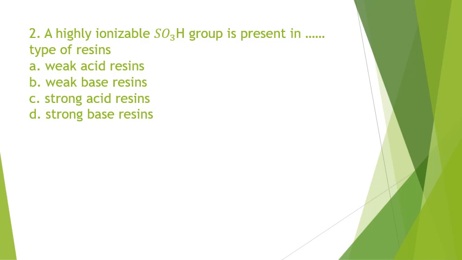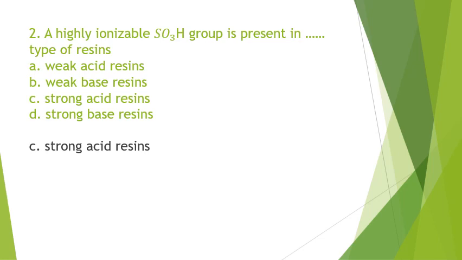MCQ number 2. A highly ionizable sulfonic group is present in which type of resins? Option A, weak acid resins. Option B, weak base resins. Option C, strong acid resins. Option D, strong base resins. And our correct option is option C, strong acid resins.